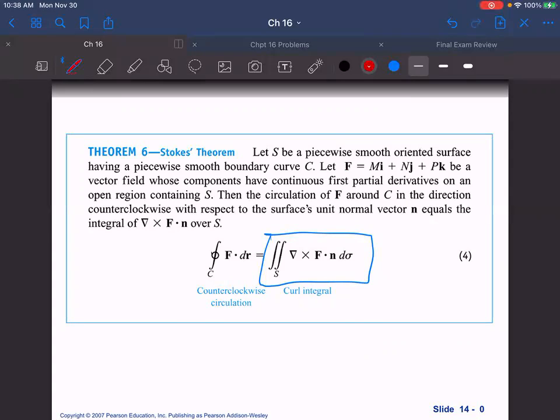Then the circulation of F around C, so around our boundary C, in the direction counterclockwise with respect to the surface unit normal vector n, equals that integral with our cross product there. So that's essentially the idea there. Count up everything on the inside or just what's all around the outer edge.